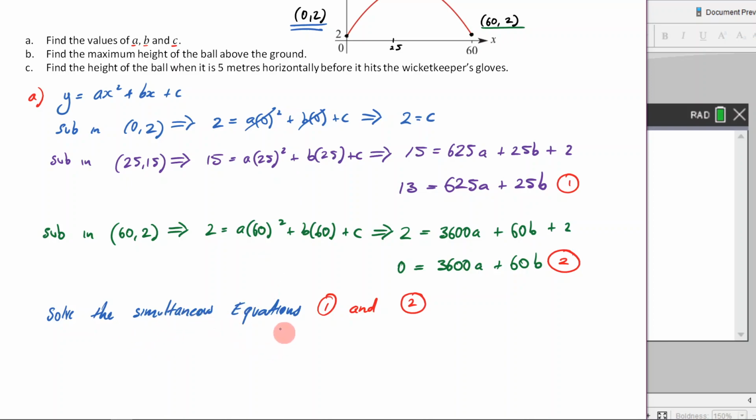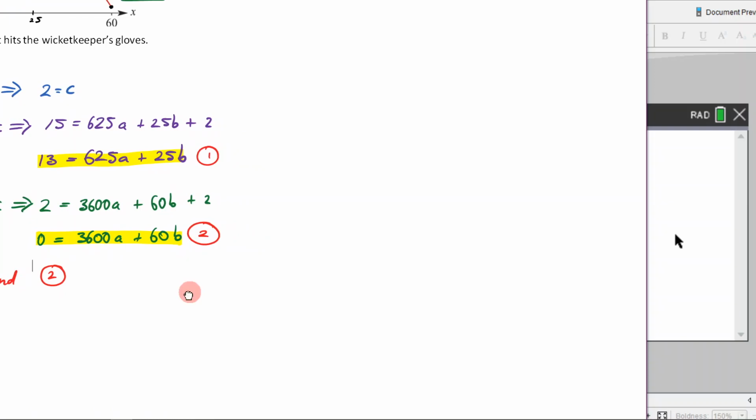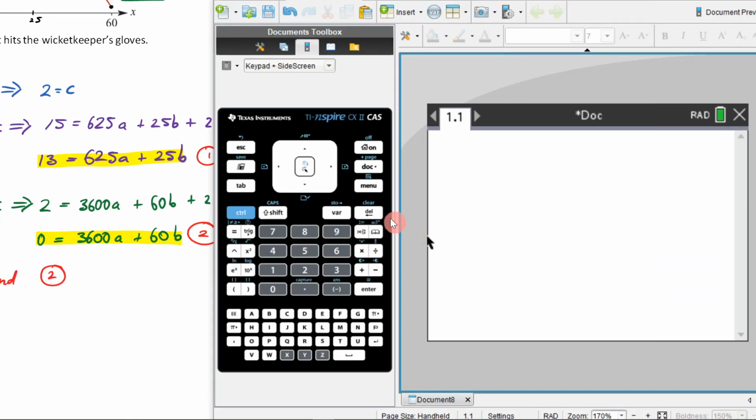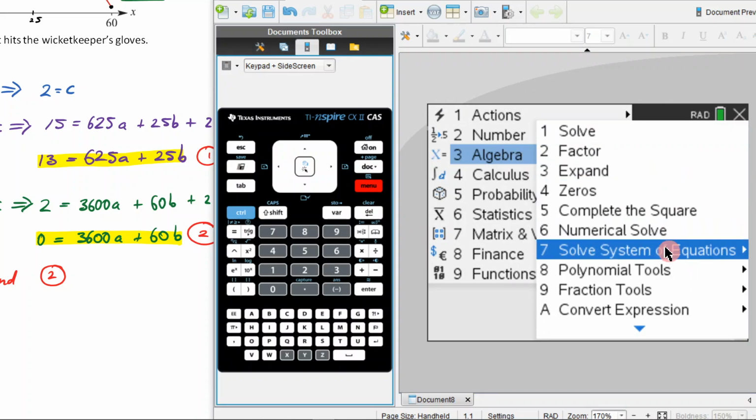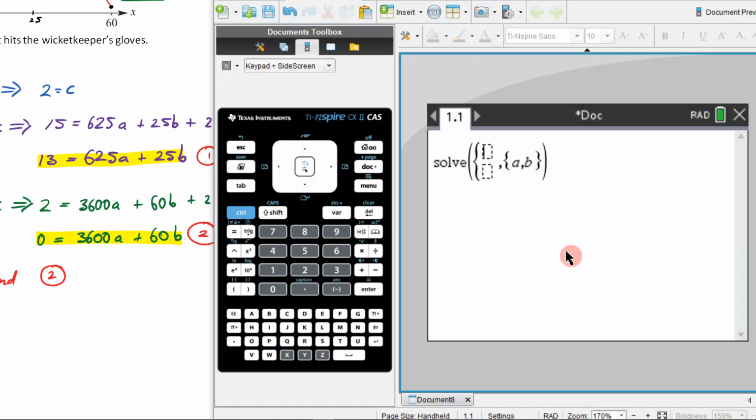And we should definitely use our CAS here. There are other ways to do it, but the CAS is the quickest way. So we're just going to put in this value and this value into our CAS and then solve for A and B. Let's just move this over here. Let's come over here. Let's go menu, algebra, solve system of equations. This one right here, I've got 2 variables. I want to solve them for A and B. I go, okay. So it's going to be 13 is equal to 625A plus 25B.